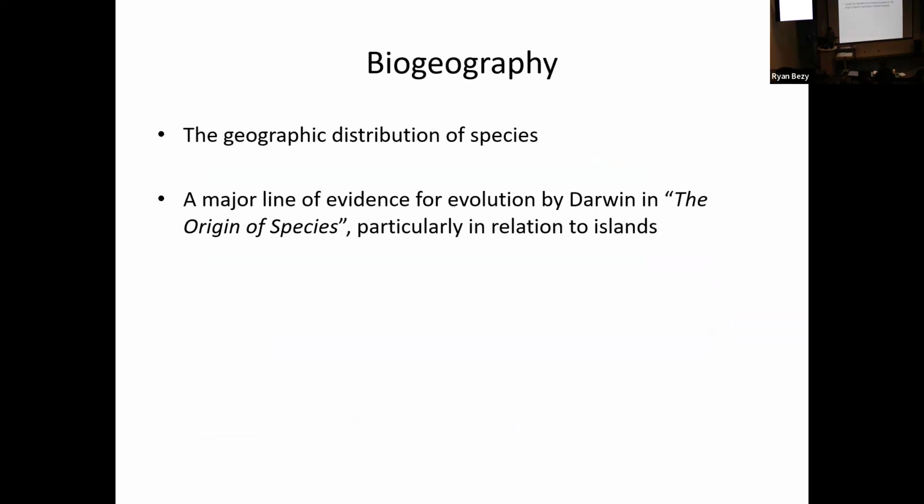All right, another line of evidence for evolution we're going to talk about today is biogeography. And this was a major line of evidence that Darwin used in The Origin of Species. Biogeography just describes the geographic distribution of species. So life and geography stuck together, but it's where you find living organisms, living species out in the environment from a geographical standpoint. It looks at the distribution.